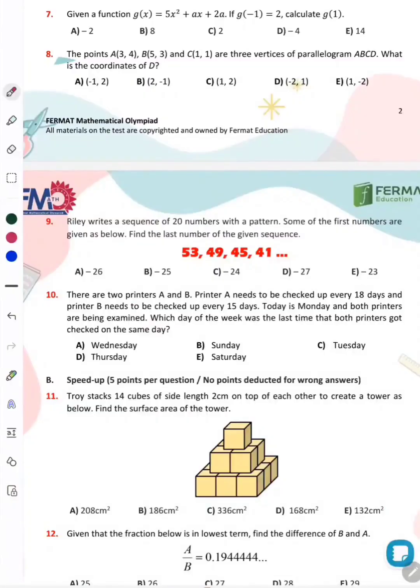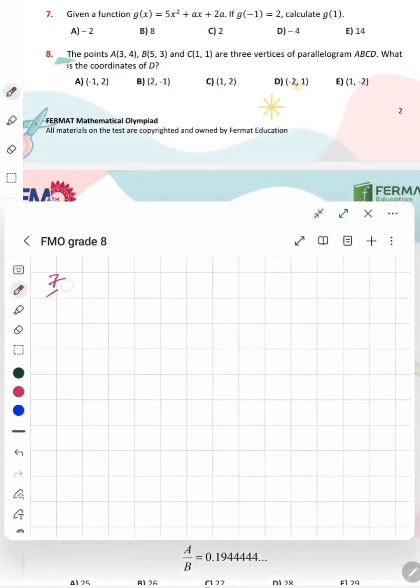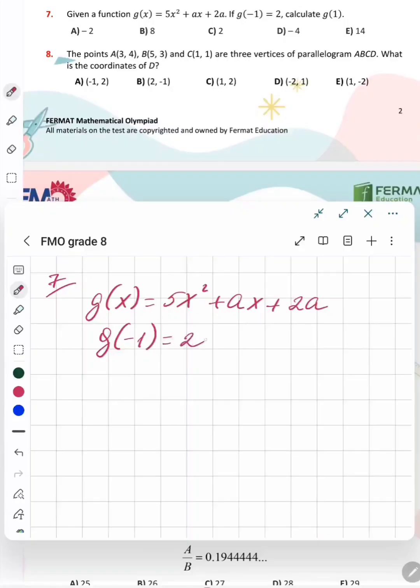Number 7. Given a function g(x) equals 5x squared plus ax plus 2a, if g(-1) is 2, calculate g(1). Alright, in our function we have some unknowns. g(x) equals 5x squared plus ax, this a is a number which is not known, plus 2a. So we will use g(-1) equals 2 in order to figure out a. After that we have to find the value of g(1).